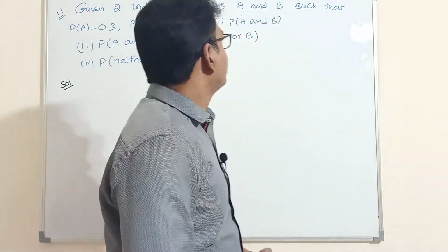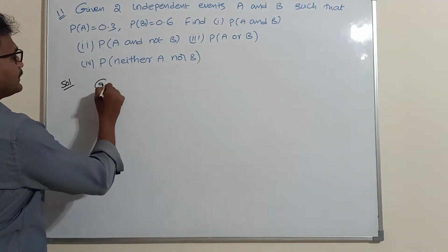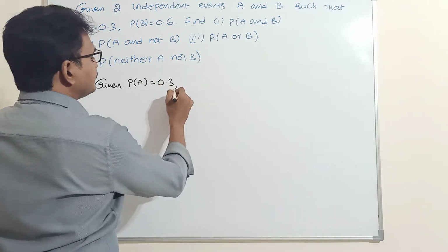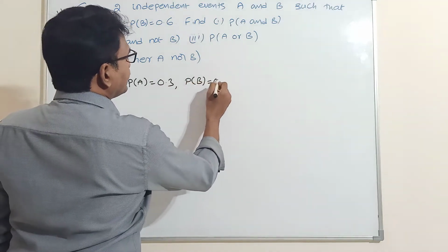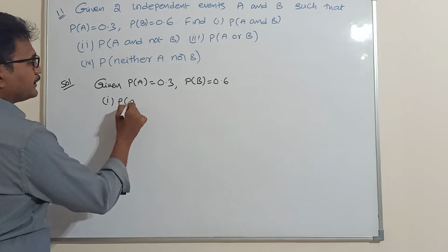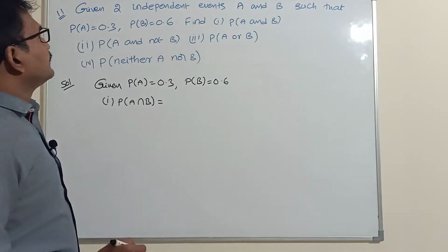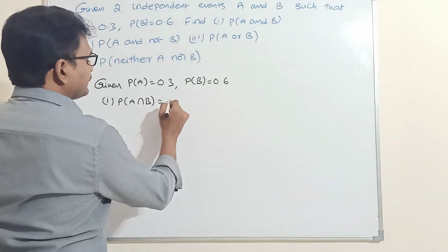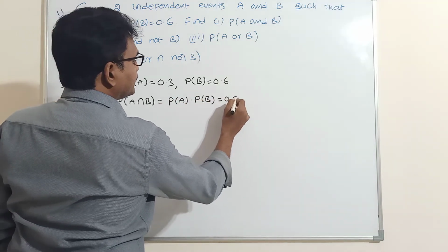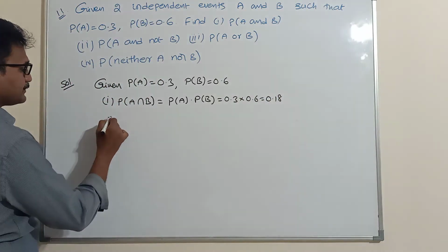Next, given two independent events A and B such that P of A is equal to 0.3, P of B is equal to 0.6, then find P of A and B. P of A and B means intersection. Here A and B are independent events. If A and B are independent events, P of A intersection B is equal to P of A into P of B. 0.3 into 0.6. So answer is 0.18.